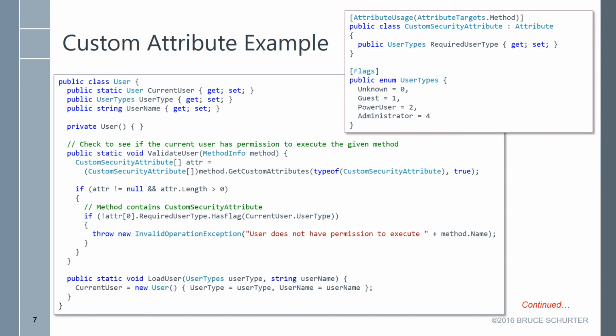So it's saying, hey, if the method contains the correct attribute and the user has that same attribute, then we're allowed to proceed. However, if it's not found, look at the exclamation mark that says not, then we throw an invalid operation exception indicating that the user does not have permission to execute that method.